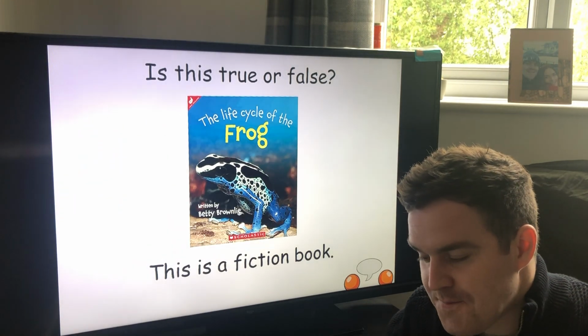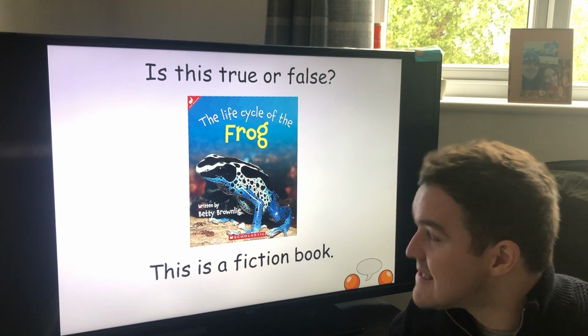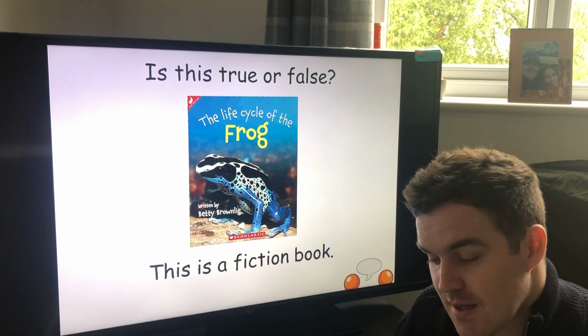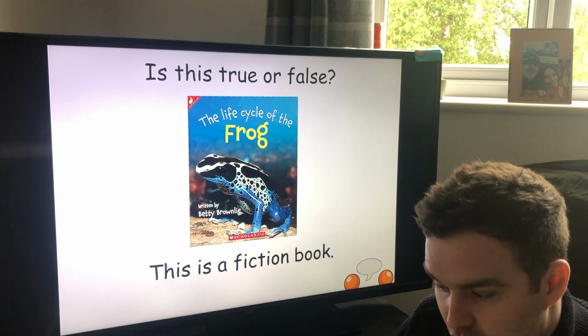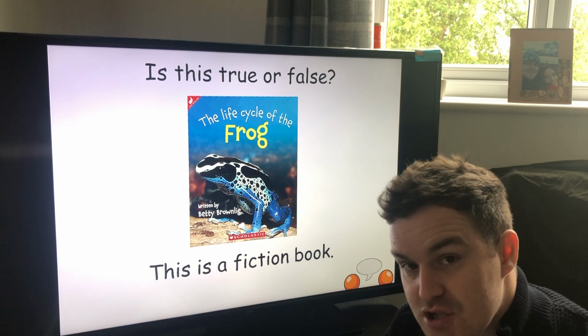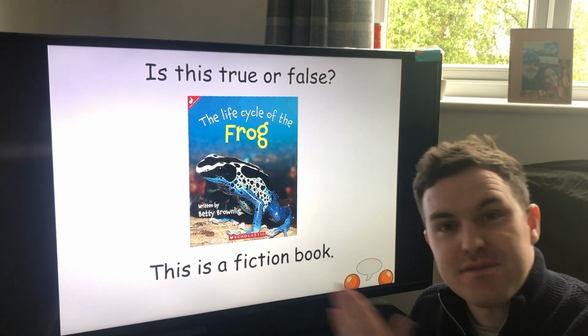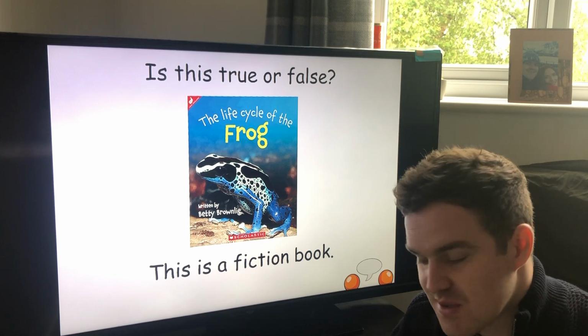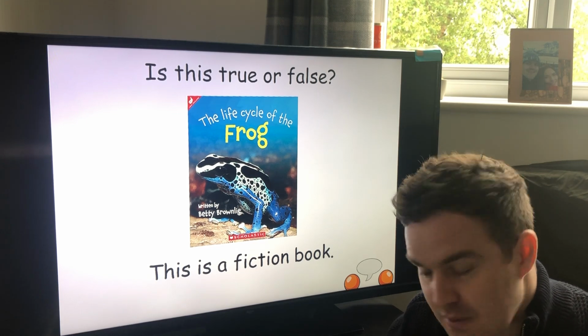Okay, and last one. Is this true or false? Is this a fiction book, The Life Cycle of a Frog? Is that a fiction book or a non-fiction book? Well done if you said that's false. This isn't made up, isn't it? Frogs are real. They have a life cycle. We've learnt about it. Tadpoles and frog spawn, froglet, frog. We know all about that.